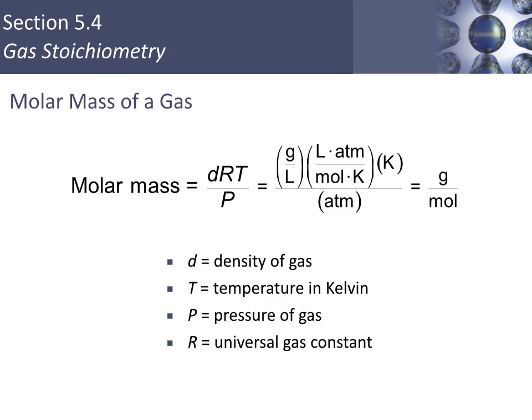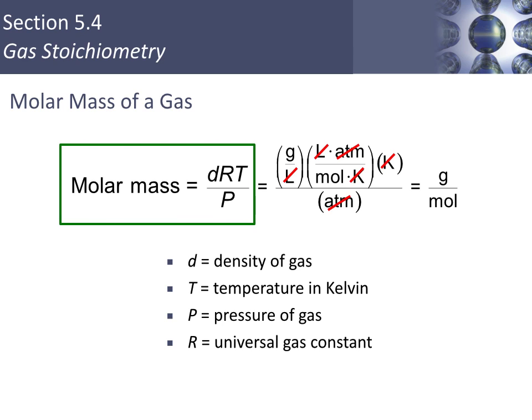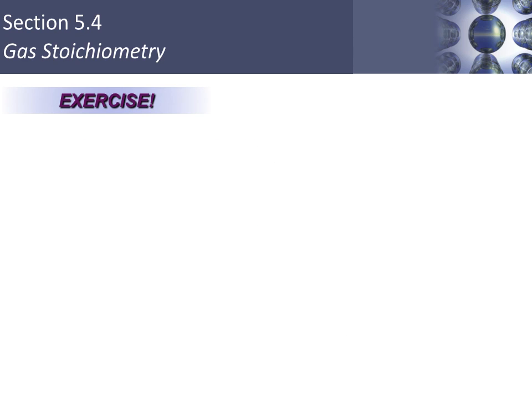Another thing that you're going to need to be able to do is determine the molar mass of a gas, and to do that you're going to use this equation. The molar mass is going to equal density times your universal gas constant times the temperature in Kelvin, over the pressure. If we were to look at how the units break down for that, you would see that you would be left with grams per mole, which is molar mass. This equation is important for you guys to remember.